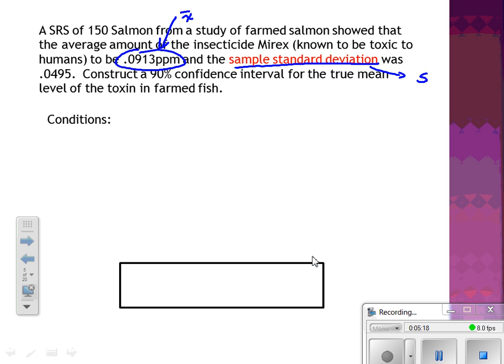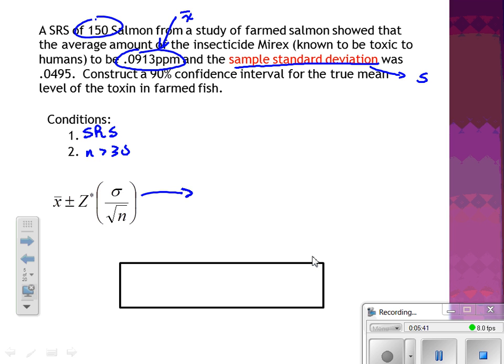Well, we can start picking through this. It is a simple random sample. That's a lot of fish. And we also know that n is greater than 30. We've got a big sample, so we don't really care about sample size here. So if we were to start plugging things into the formula, x bar was 0.0913. Z star for a 90% interval, I can't recall it off the top of my head. I have to go to the chart. It's 1.65.